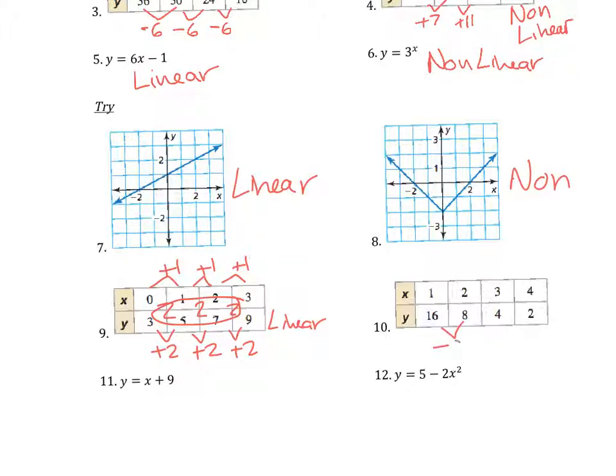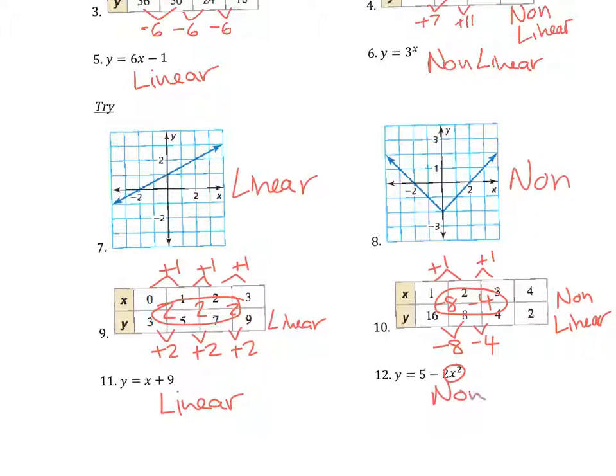Okay, let's look at 10. 16 to 8 is minus 8. 1 to 2 is plus 1. Negative 8 over 1 is negative 8. Okay. 8 to 4 is minus 4 this time. 2 to 3 is plus 1. Negative 4 over 1 is negative 4. So again, those are not the same. This is non-linear. Okay, and with the equations, no exponent on 11, that's linear. Number 12, exponent on the 2 right there, that's non-linear.